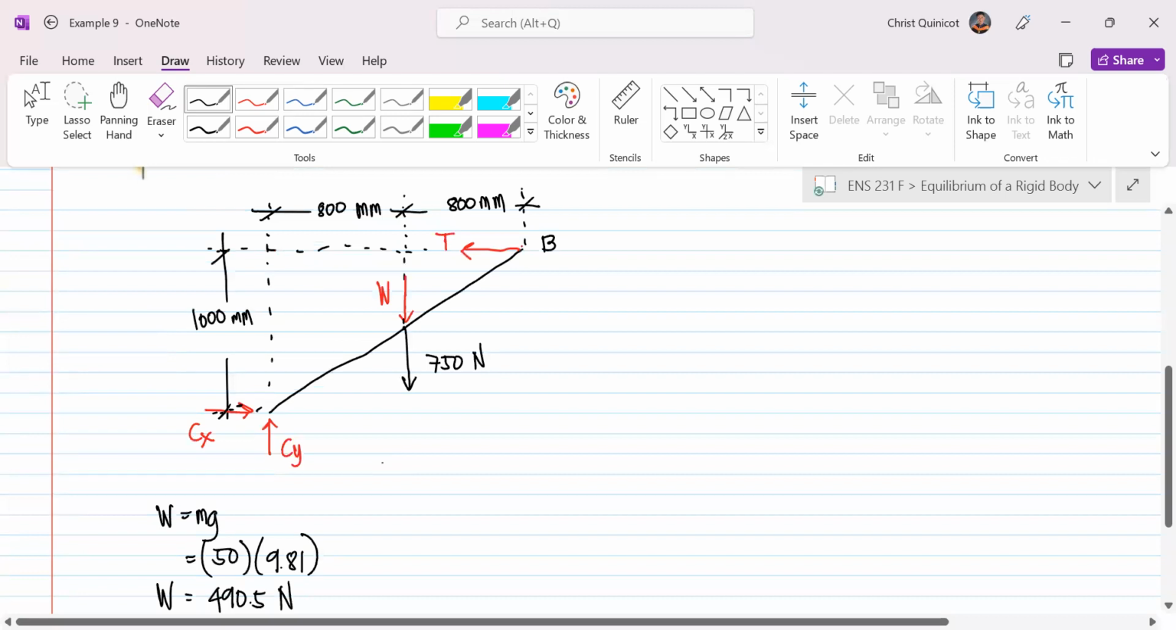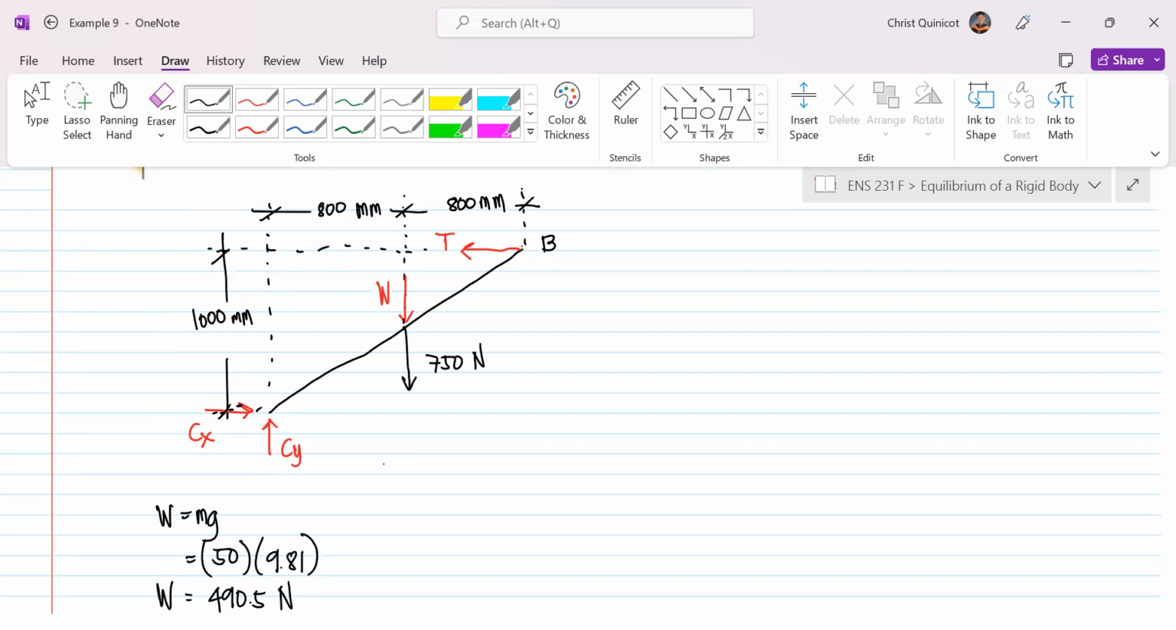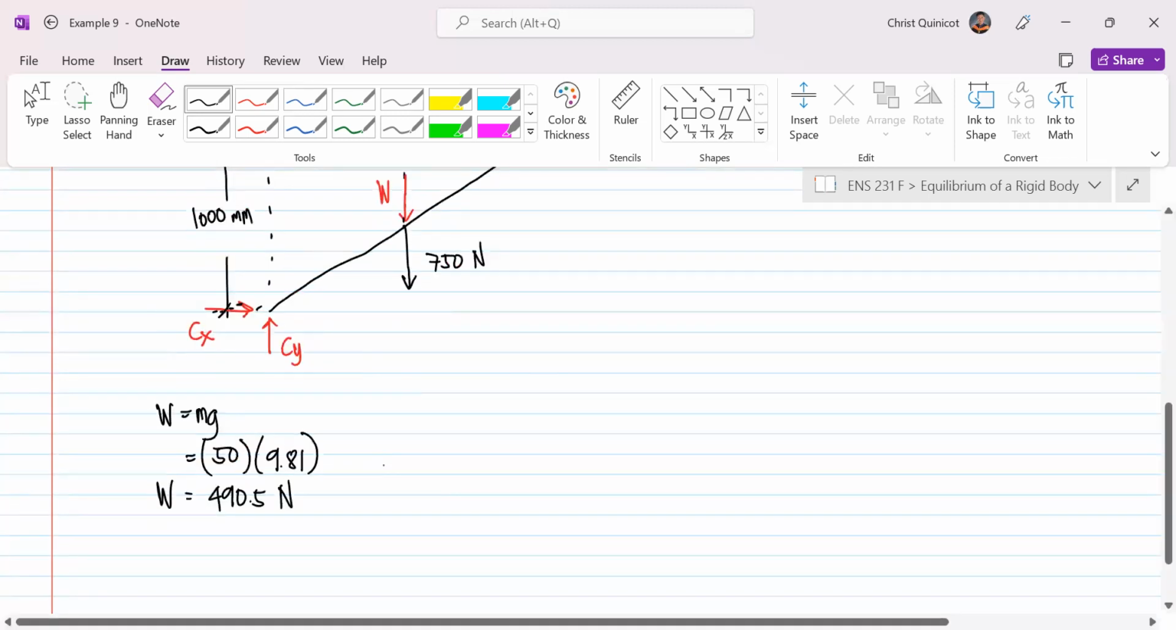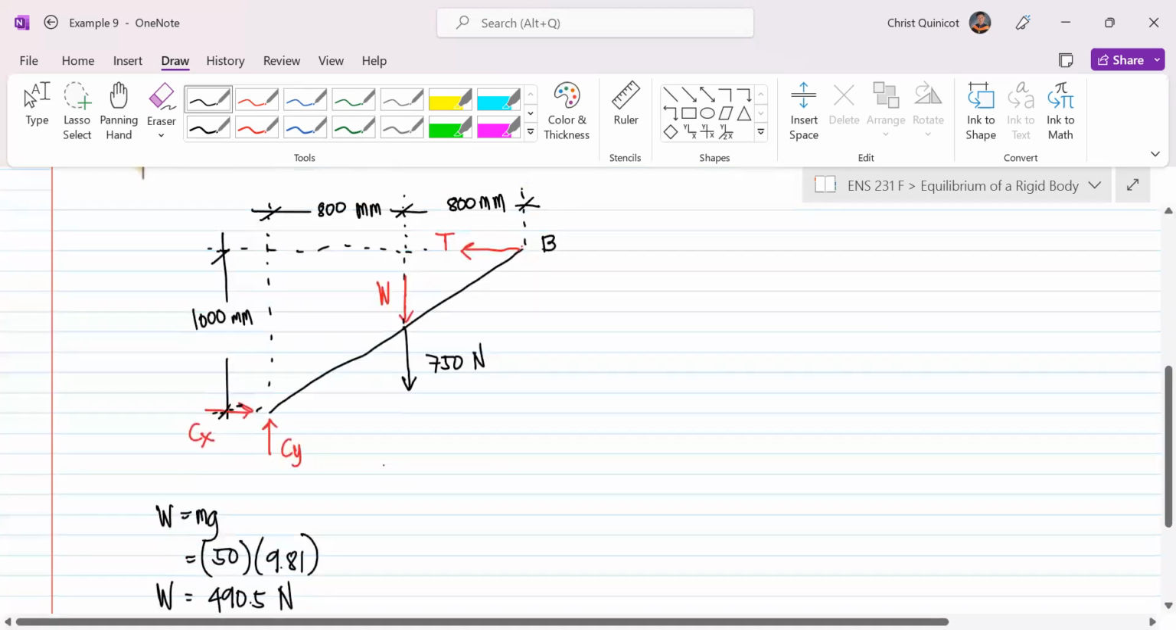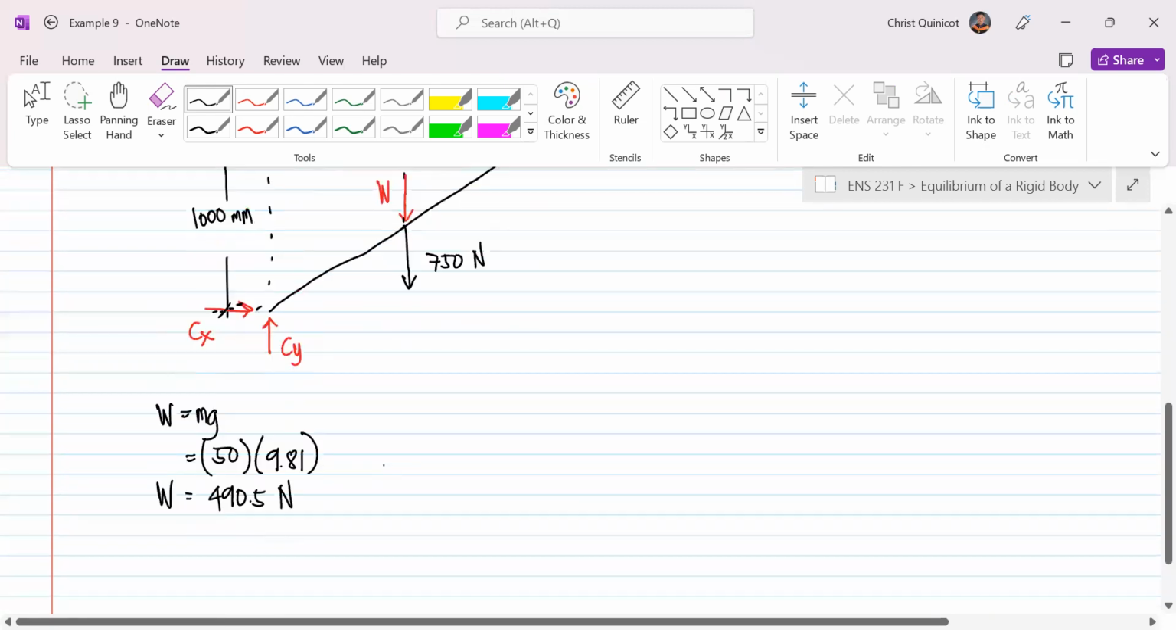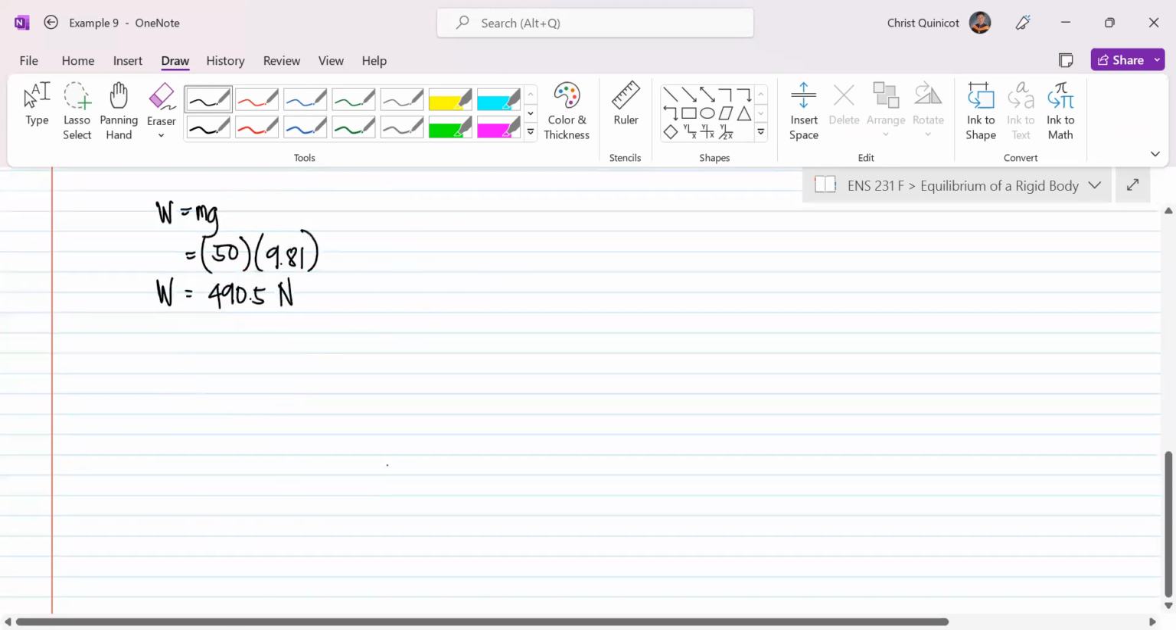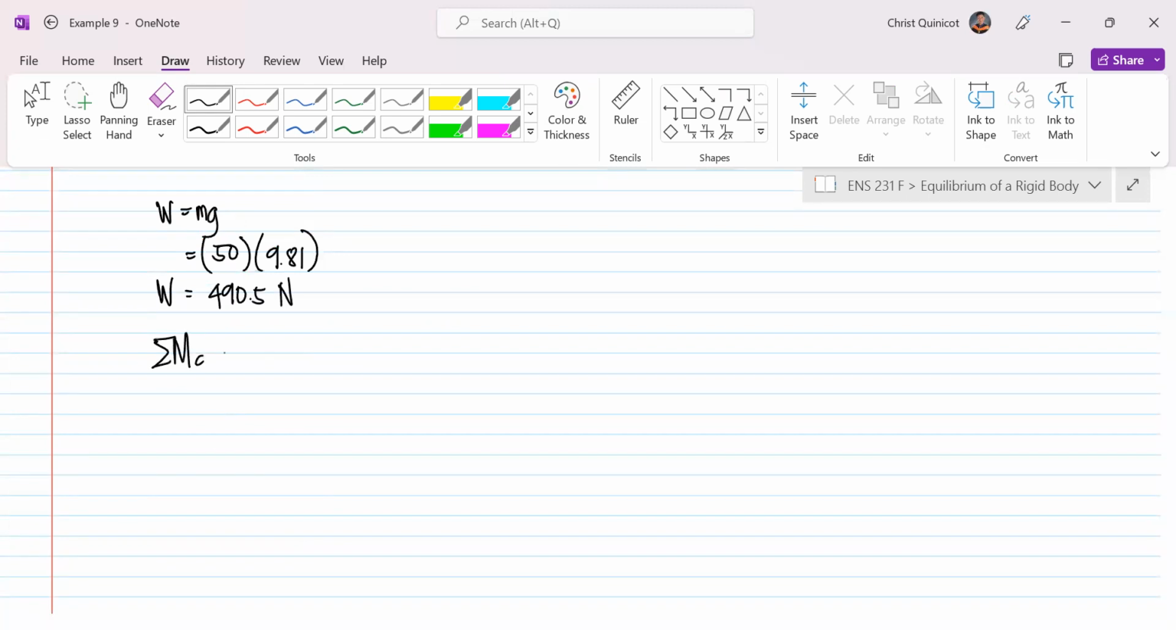If we do force summation in the Y, we will be able to get our C sub Y. However, if we do force summation in our X, we'll end up with two unknowns, the tension T and our X component C sub X. So it is best that we do our moment summation first. Summation of moment at C is equal to 0, assuming counterclockwise positive.